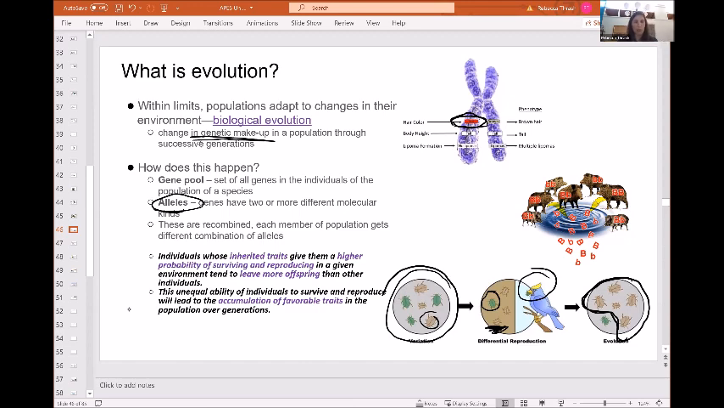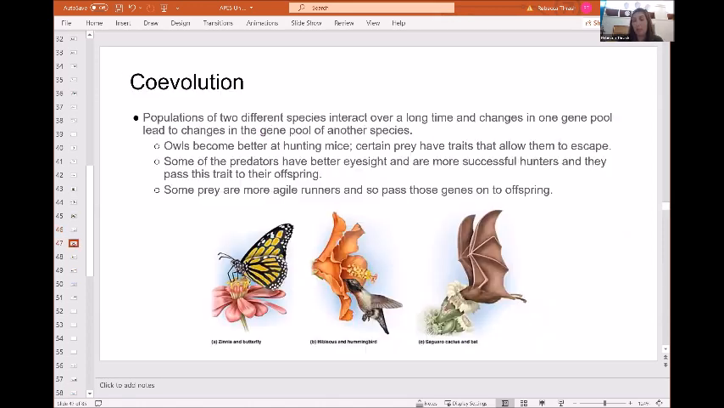So this is basically what we say. Individuals who have inherited traits that give them a better chance of surviving and reproducing are going to leave more offspring. And because of this unequal ability, there's going to be an accumulation of favorable traits. This is typically why when we go into environments, we see a high fitness, like survival of the fittest. They are very fit to their environment. It's like they were made to be there.